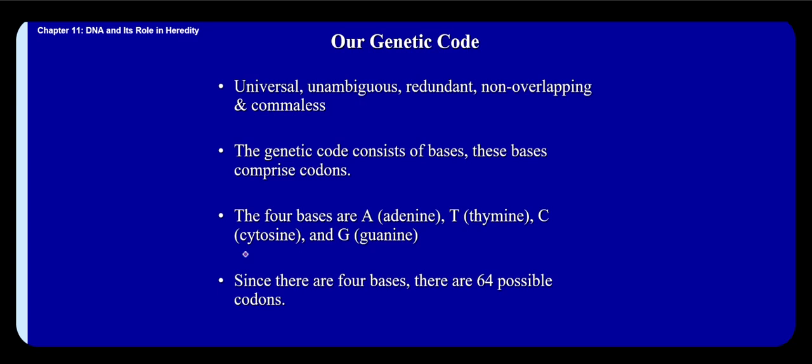So our genetic code consists of bases, and we have 4 bases: adenine, thymine, cytosine, and guanine. Be a little careful with this. We have thymine. Don't confuse it with vitamin B1. Remember, vitamin B1 is thiamine.